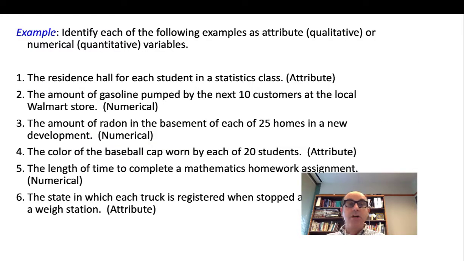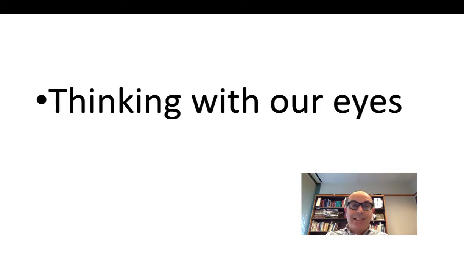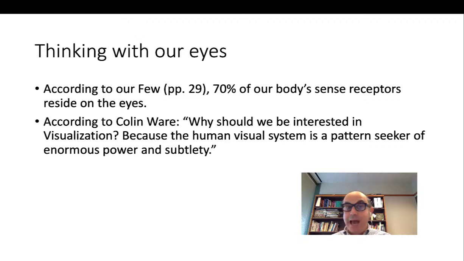Now the book is down. Okay, so an example about how to apply that, what are the attributes and what is numerical. Attributes in this case can be applied for categorical. But the main point that I'm trying to make here is that sometimes we are thinking with our eyes, or most of the time we're thinking with our eyes. And according to our textbook, 7% of our body senses reside in the eyes.